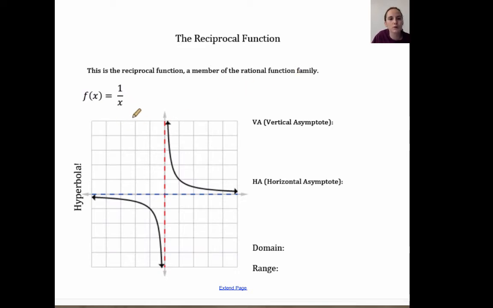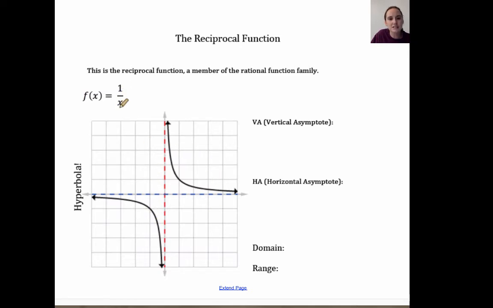So rational numbers, remember, rational says the word ratio. The root word is ratio. And a ratio is a comparison of two numbers. You can just think of fraction. That's what a ratio is. So we have 1 over x. Now that creates a graph that looks like what you're seeing here on your screen.